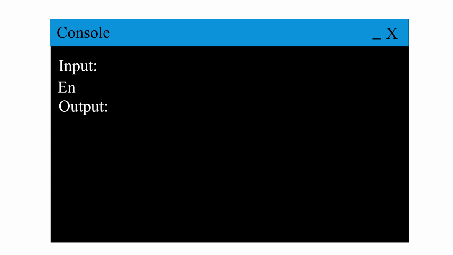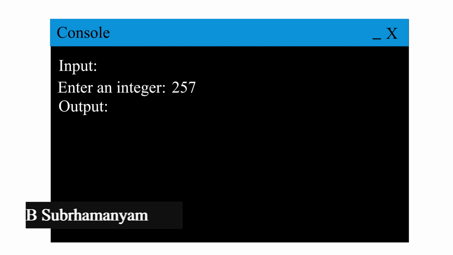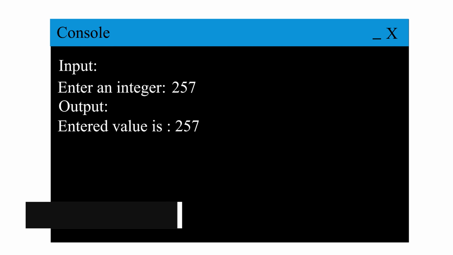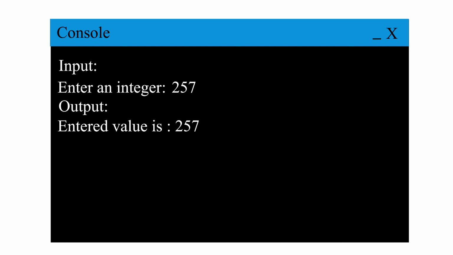The input function in Python is used to read a value or a string from the user. In the example shown on the screen, the user is prompted to enter an integer. When the user enters a value, then the value is printed on the screen with a message.